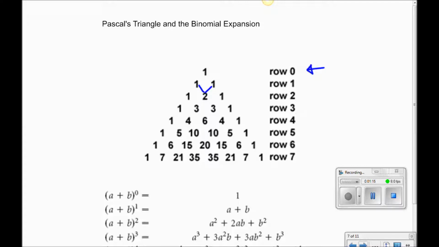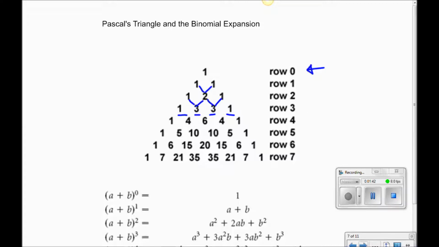Okay, and then 1s are always along the 2 outside edges, right? And then we can get the following rows by doing that same pattern. So here we have 1 plus 2 gives us 3, and 2 plus 1 gives us 3. So our third row is 1, 3, 3, 1. Okay, and so on. And we can use those as coefficients in a binomial expansion.